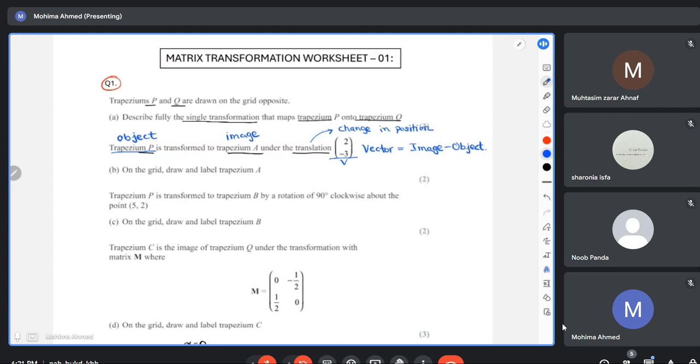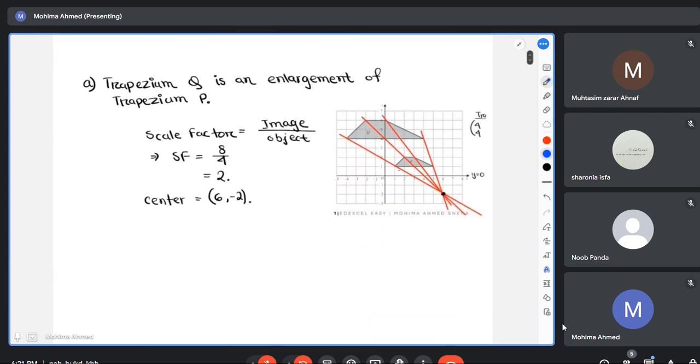Object obviously will be converted into an image, under what condition? Using this vector. So if they want you to find out, on the grid, draw and label trapezium A, that means at first you have to calculate the coordinates for the image. So I'll write it down over here.